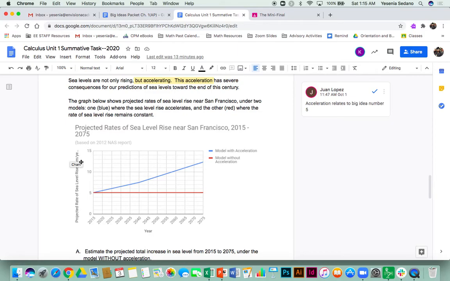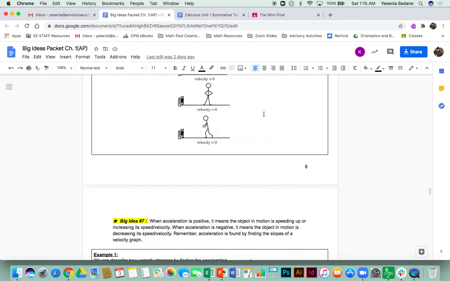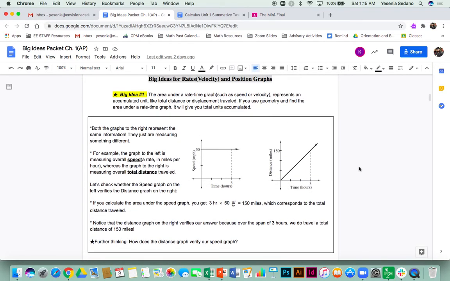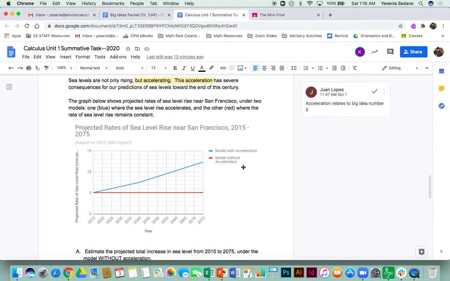So look here. This right here is millimeters per year, so I know it's a rate. And I'm going to interpret this like a velocity graph because it's millimeters per year. That's a rate. I'm going to say that's the velocity of the sea level rise. And over here is our time. So what I'm looking at is a rate-time graph. And again, that was our major opening big idea, number one. You all can go ahead and read through this, but we talk about that.